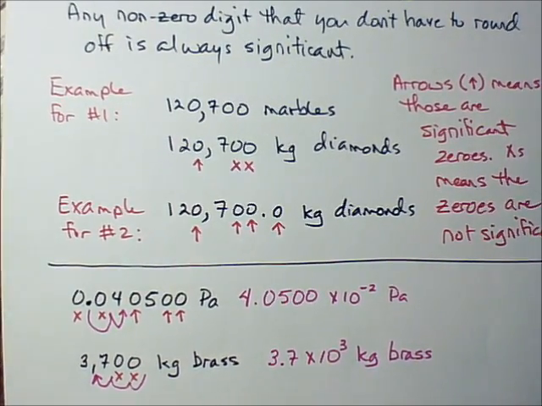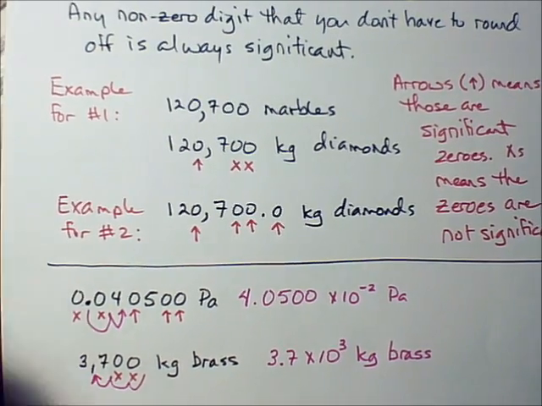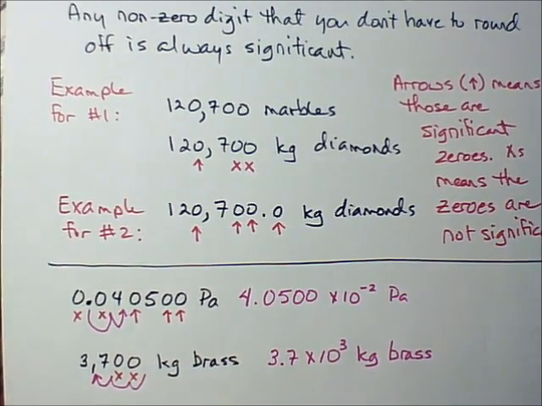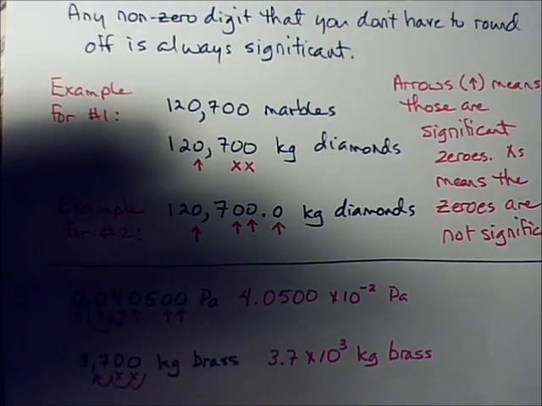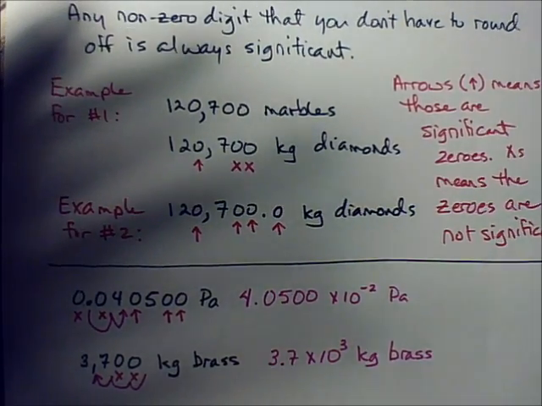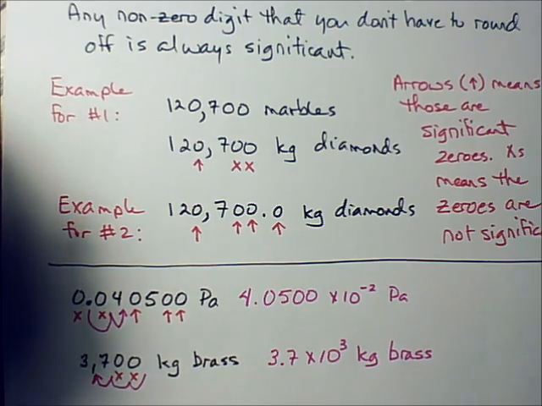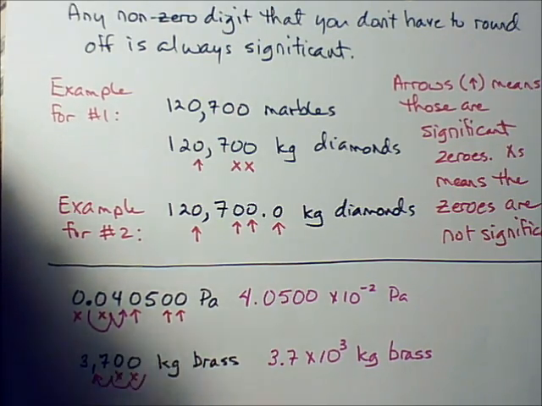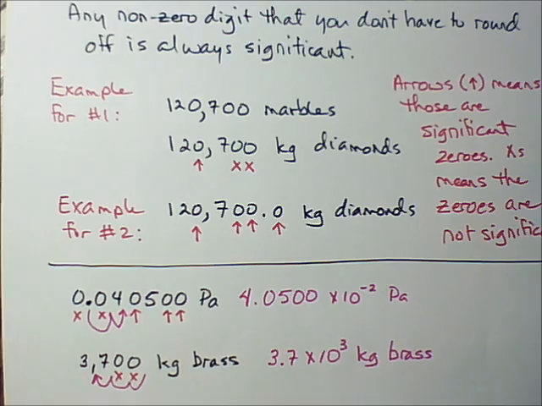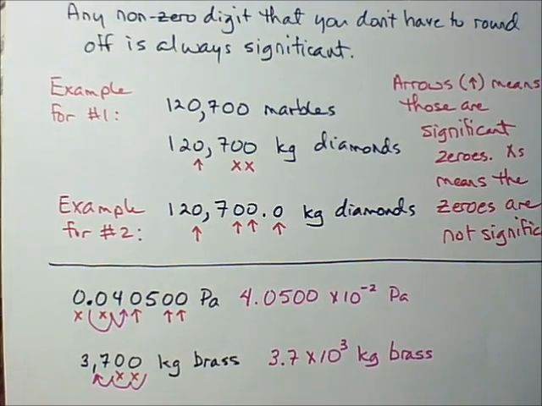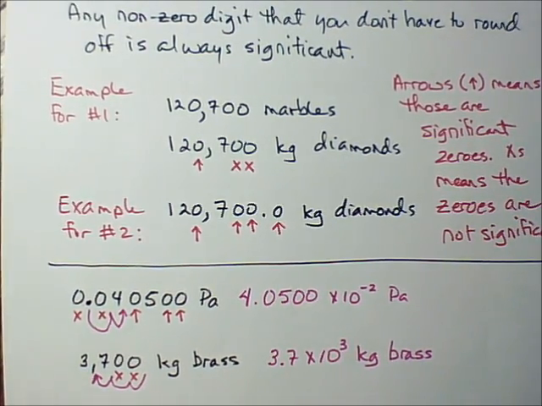Now, scientific notation makes writing really big or really small numbers a lot easier. And that's what makes it convenient for us. Scientific notation makes writing numbers convenient when they're really large or really small. I'll give you an example of that in a minute. But there is one case where you have to write a number in scientific notation.